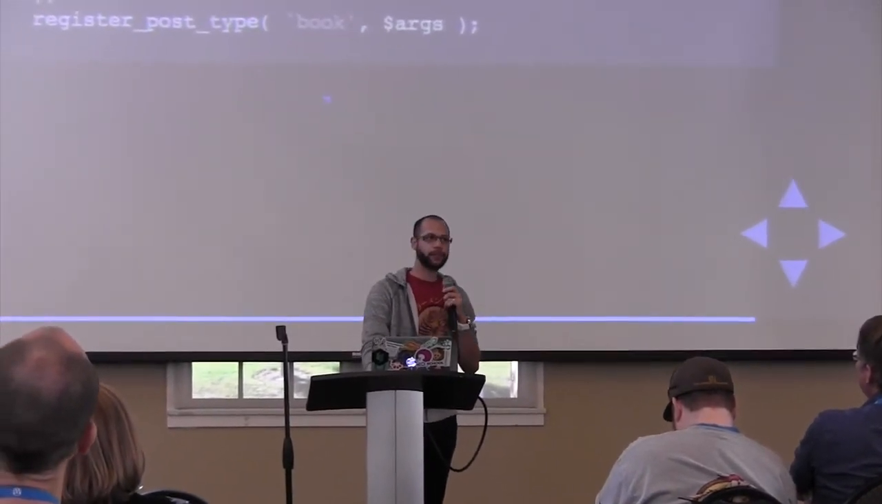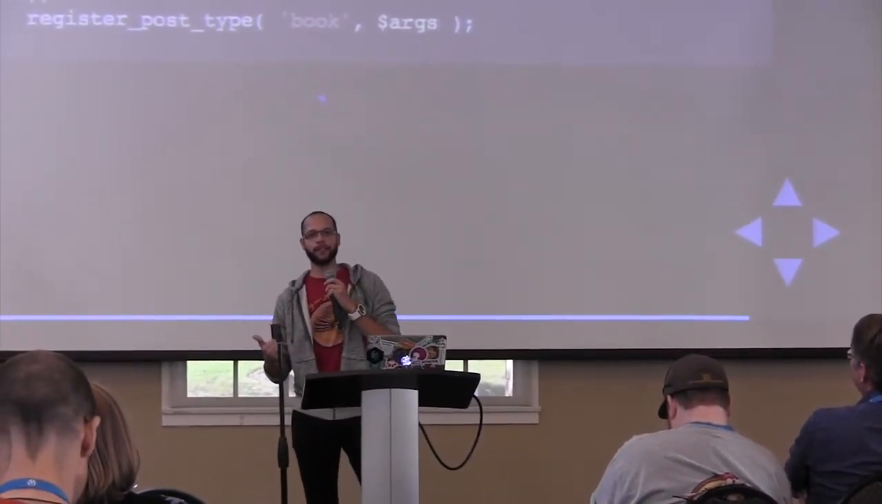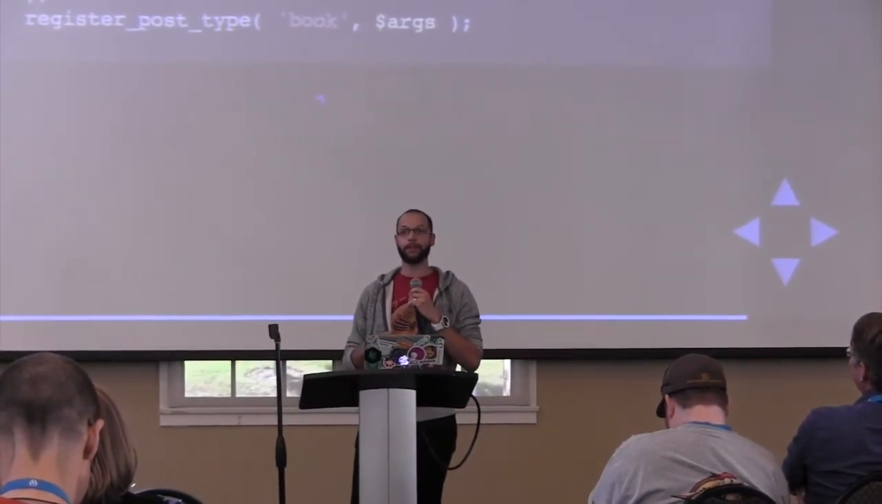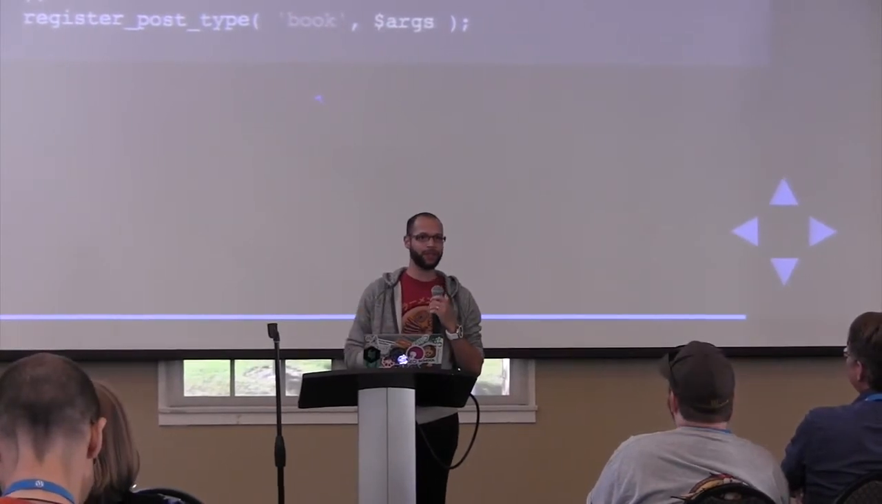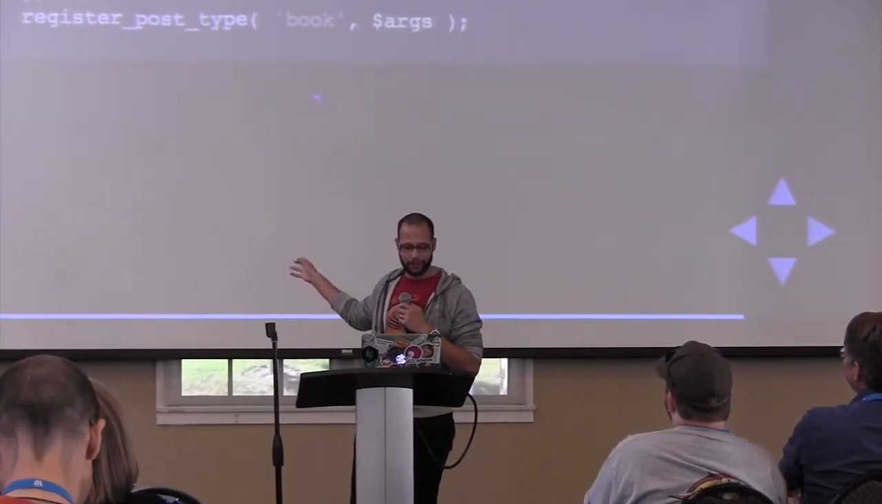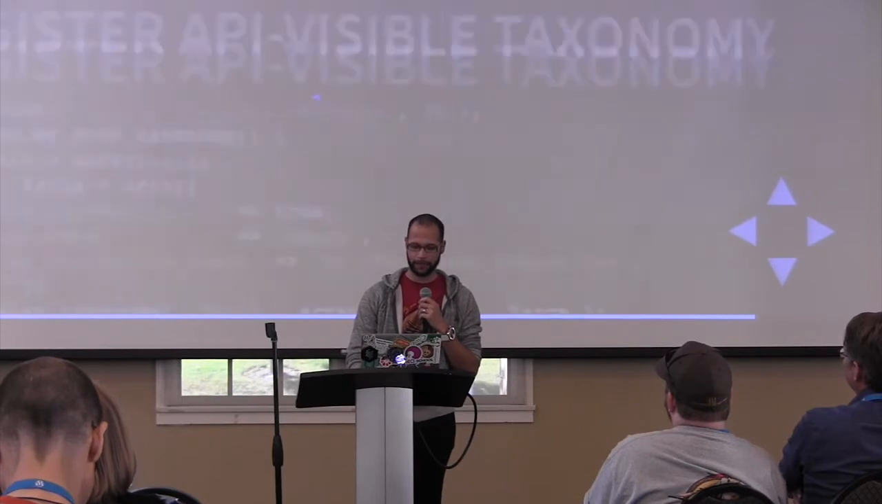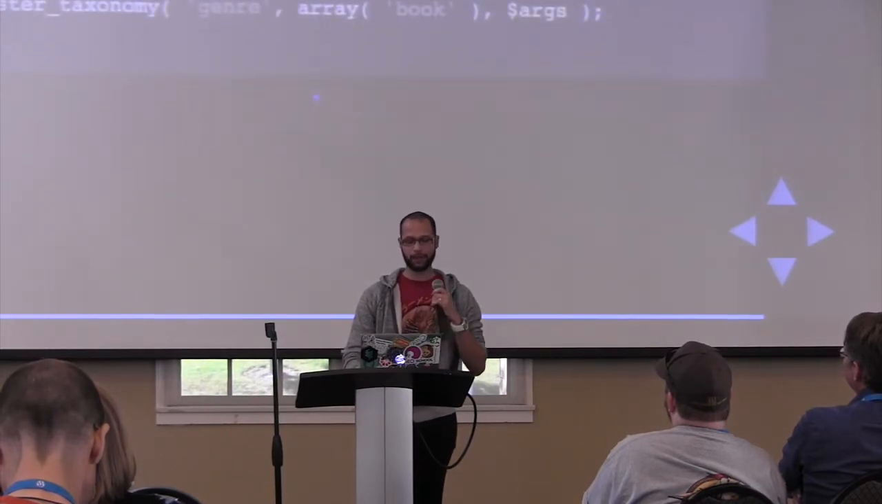Next, registering custom post types for this. Obviously, no one knew that the REST API would be a thing 5 years ago. So you're going to have to just add these three features. I'm going to kind of skip through this. You guys can ask any questions if you want. You're going to have to do that for taxonomies as well.